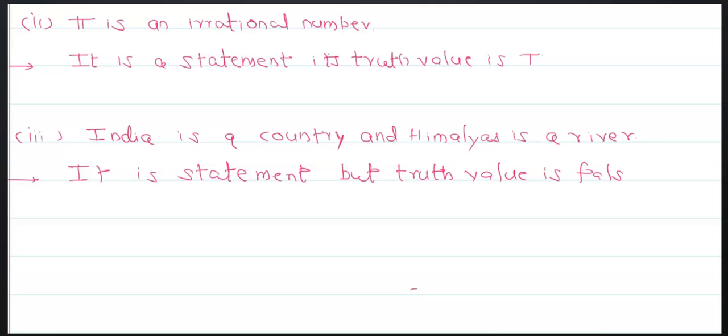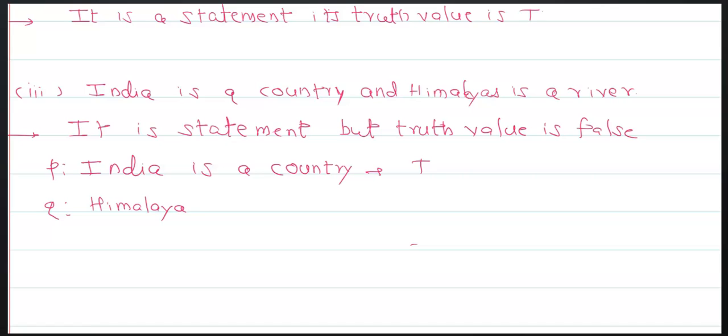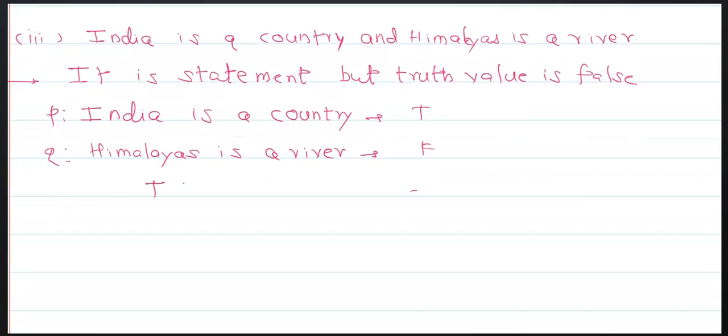India is a country. This is P, it is true. Himalayas is a river, it is false. That is T and F is again F. India is a country, it's true. Himalayas is a river, it's false. That's T and F is F.